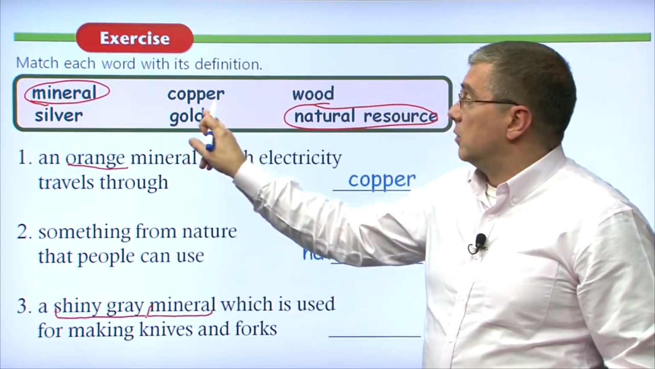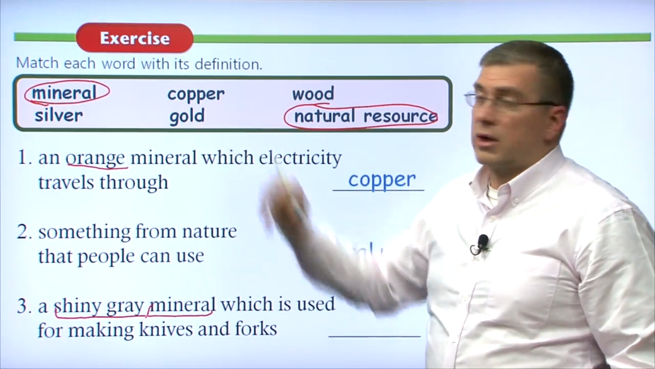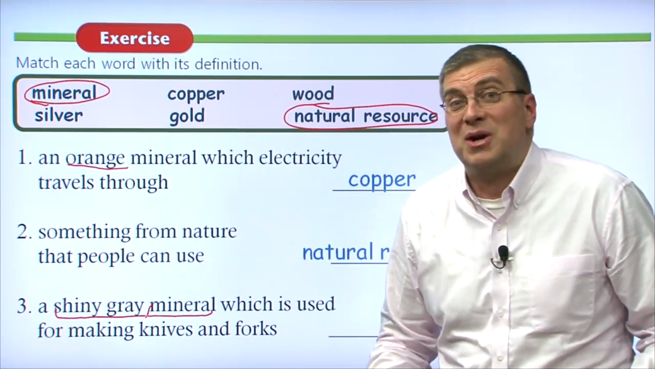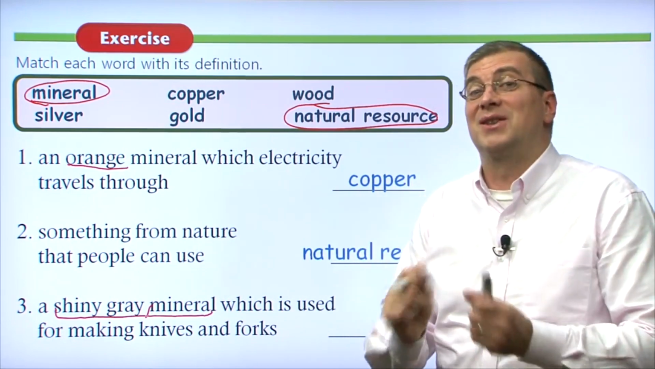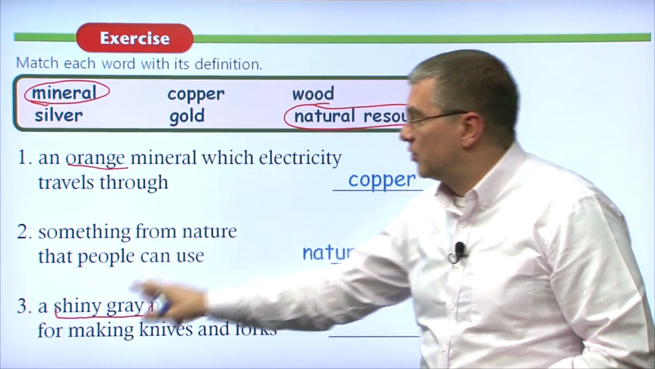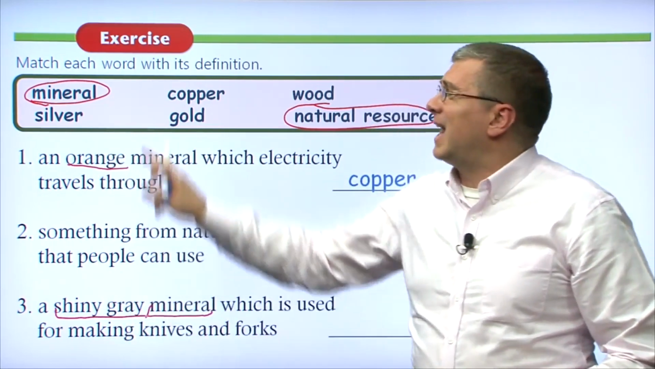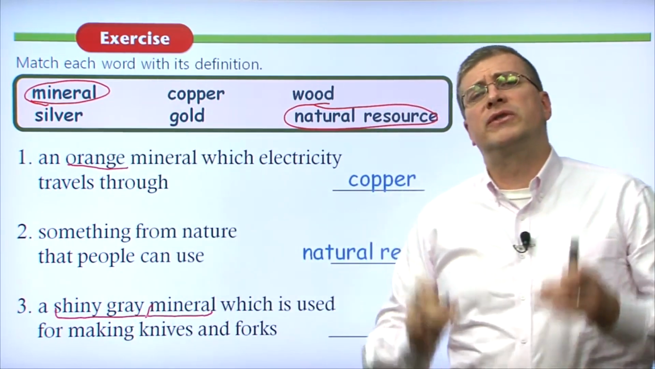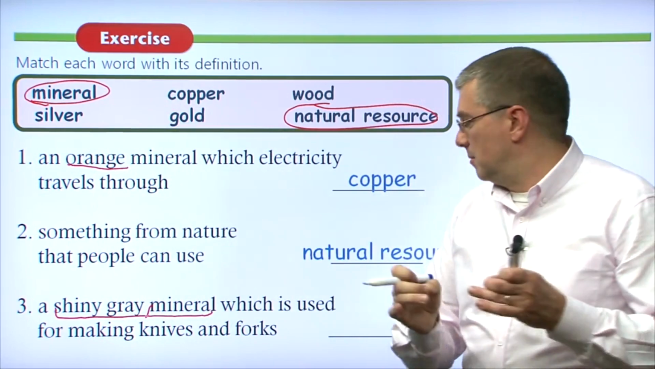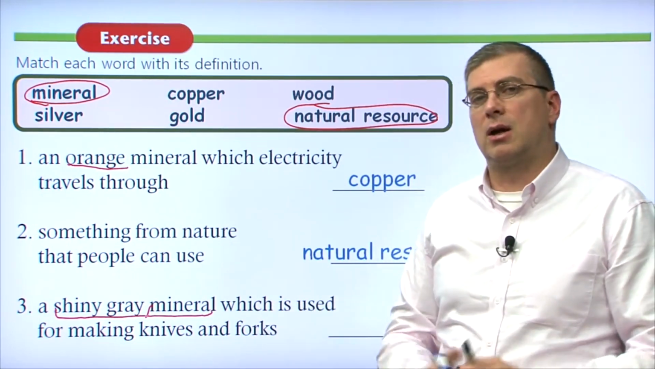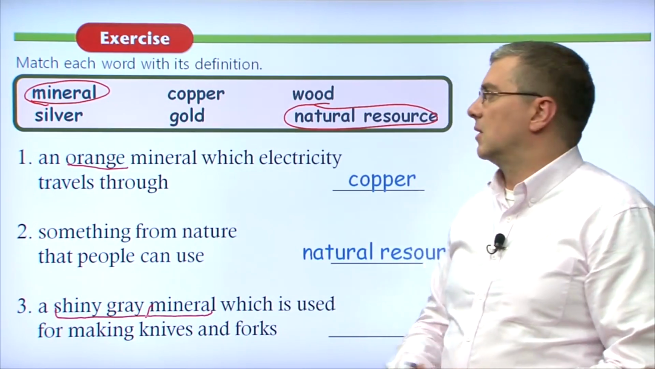No. Do we make knives and forks from gold? Well, some people actually do. Some very, very rich people do have gold knives and forks in their houses, but is gold shiny gray? No. Is silver shiny gray? Yes, and actually silver is the most common mineral which is used to make knives and forks, and that's why we call it silverware, right?